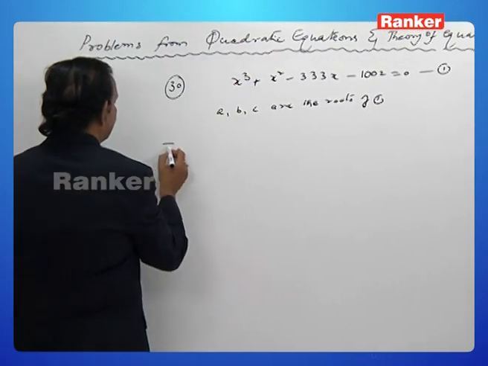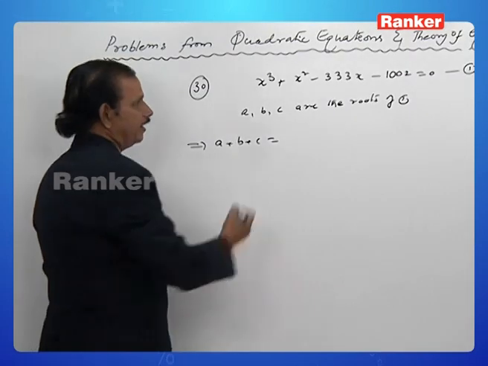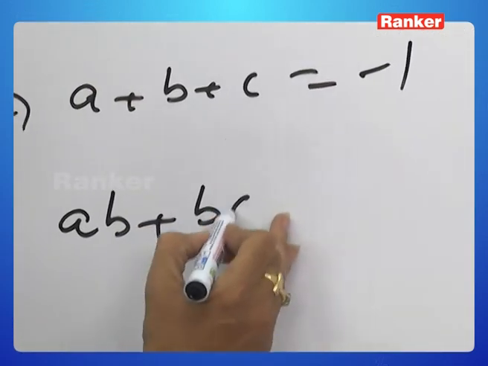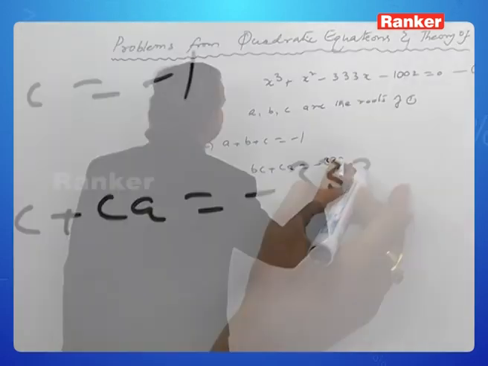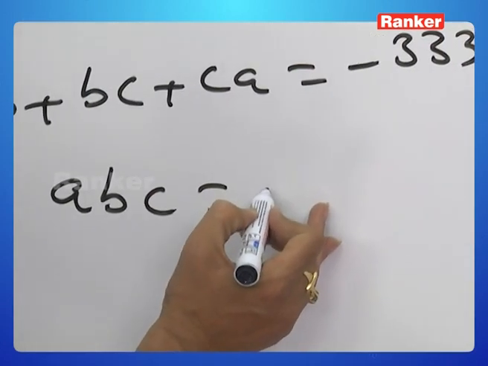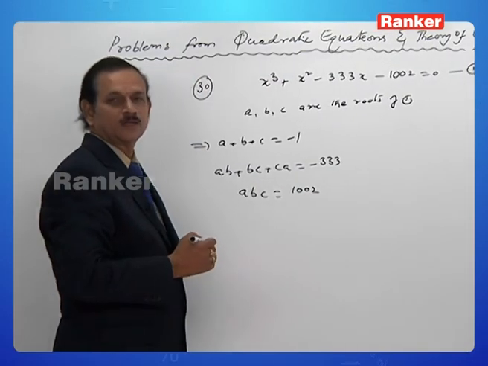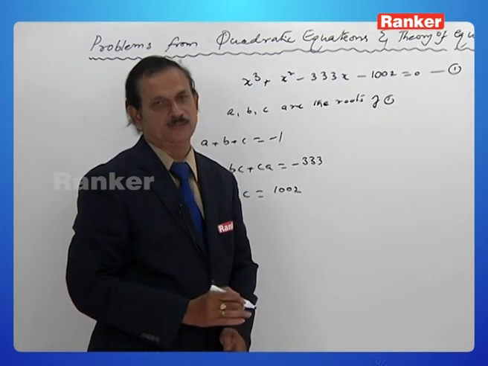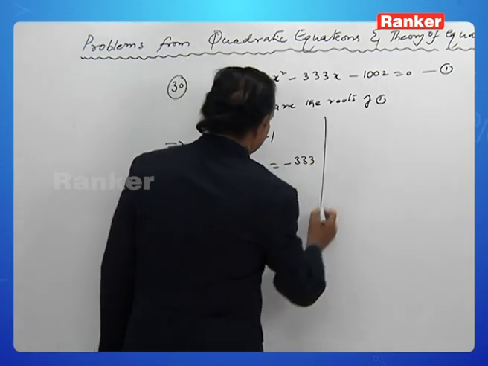So what can you have? Implies sum of the roots A plus B plus C. What can you say? It is minus 1. Sum of the products taken 2 at a time, AB plus BC plus CA. Come on, it is minus 333. Product of the roots ABC, what is that? Minus of minus 1002, that is 1002. Okay, actually we require the value of P, that is A cube plus B cube plus C cube. Let us gather that information.